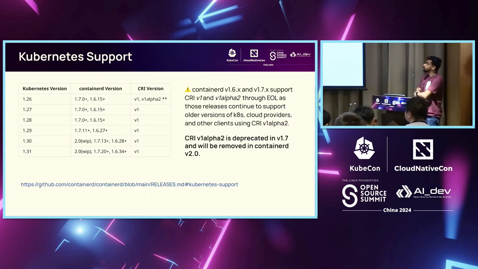Now going on to the CRI support for Kubernetes. The containerd 1.6 and 1.7 series support both CRI versions, v1 and v1alpha2. Both these versions will be supported until the EOL of both 1.6 and 1.7. This is because the later versions of Kubernetes are used by cloud providers along with older versions of Kubernetes. And v1alpha2 is a deprecated version in 1.7 and will be completely removed in 2.0.